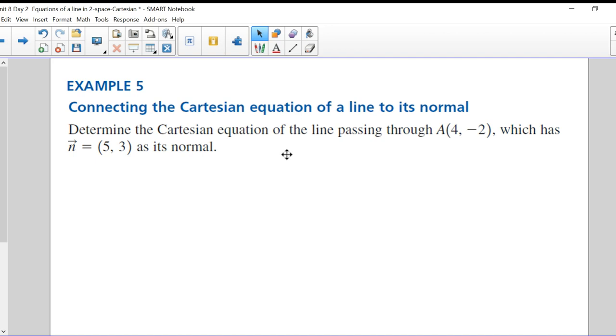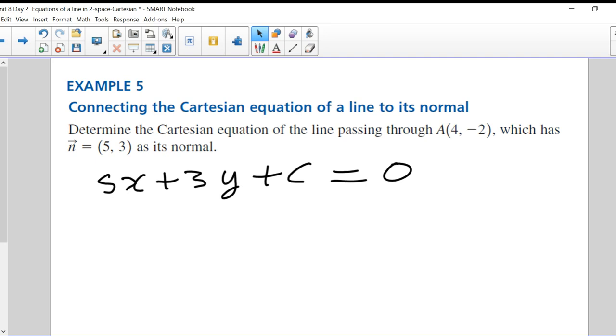So what I'm going to say is this: the equation of the line that I'm looking for is actually 5x plus 3y plus c equals 0. I use the actual normal as the coefficients of the x and the y. And now we're going to see if we can find c. You don't see the example in my whiteboard. I didn't do a whiteboard for this, Zia.